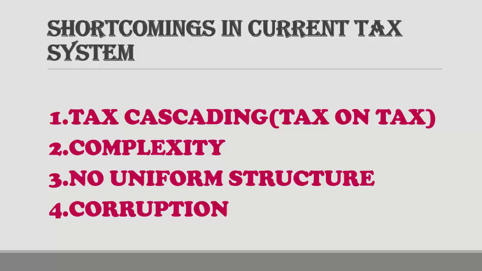Next is complexity. It is very difficult to understand and comply with such vast and complicated tax laws which are multiple in number. Next is no uniform structure. There should be a uniform tax structure which is more understandable and more convenient for the common man. Number 4, corruption. Escaping tax compliances under different tax laws and finding loopholes becomes easy because of the complex structure, giving rise to tax evasion and corruption.